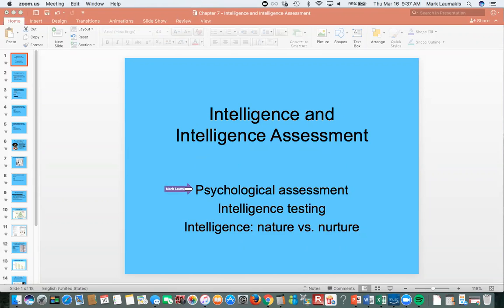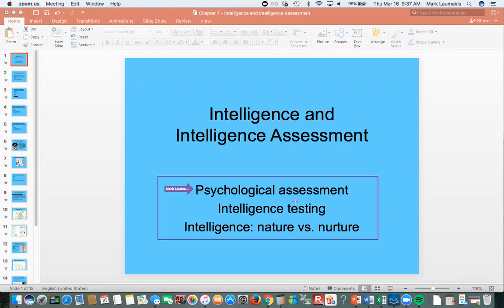The organization I want to give you, the outline for intelligence and intelligence assessment, is down below here. So we're going to talk at the beginning about psychological assessment in general, okay? Whether you're looking at measuring personality or different kinds of behavioral traits or something else, we can do a macro level look at psychological assessment and try to define it, try to distinguish between it and other forms of assessments that you might do.